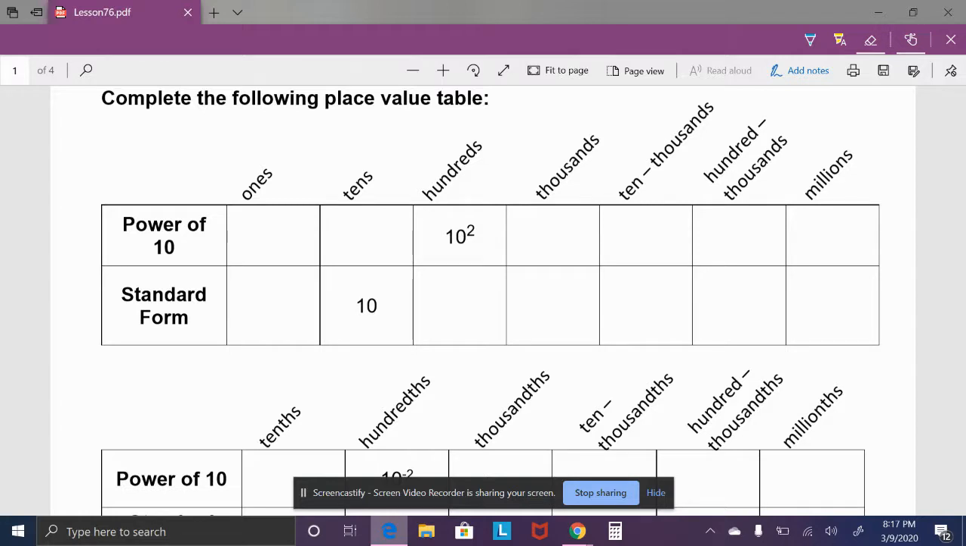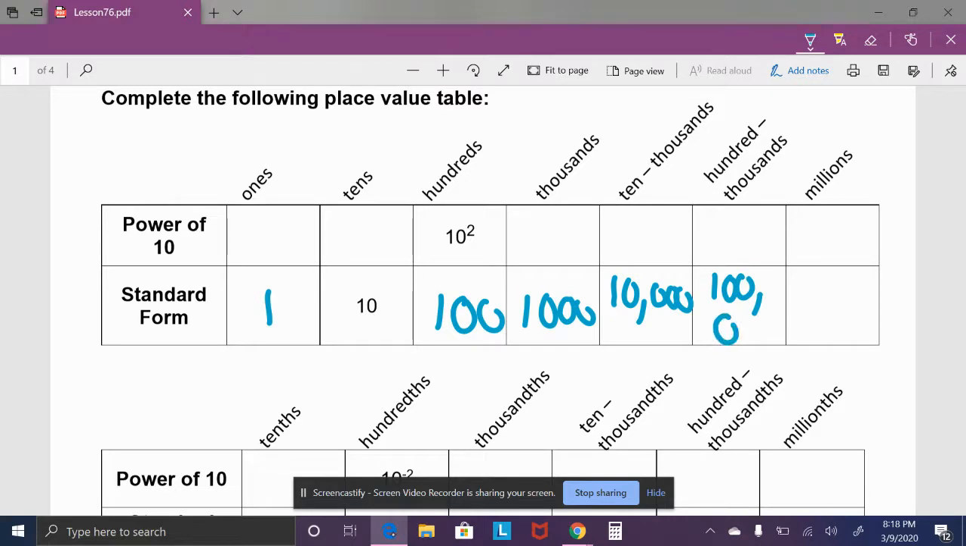All right, so powers of 10. If I look at this table right here, standard form, ones, how do you write 1? Tens is 10, 100 is 100, 1,000 is 1000, 10,000 is 10 and then 3 zeros. 100,000 is 100 and then 3 zeros. And million is 1 0 0 0 and then 3 zeros. Didn't really have much room to write those. So there, powers of 10.